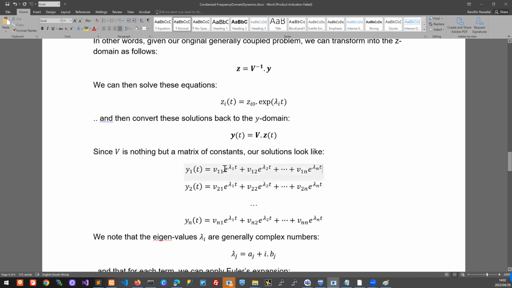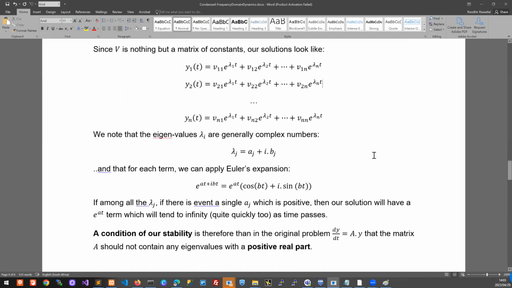And these are the same exponential terms. So you've got a term here with a lambda 1 t, and there's another one here with a lambda 1 t. So there's a column of lambda 1 t's. And so for each i, there's a column of e to the lambda t. And then we have different constants in front here. So it turns out that our solution can be obtained quite easily through this eigen decomposition.